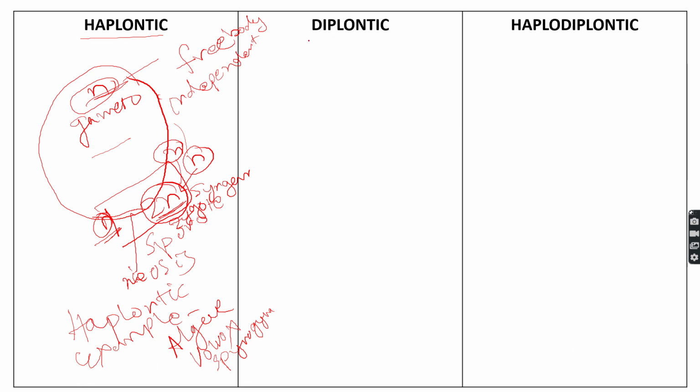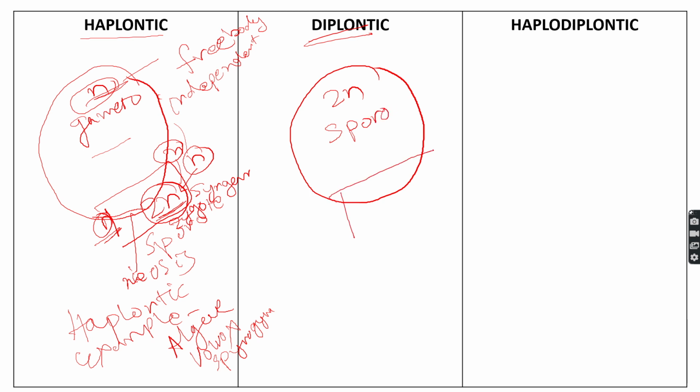Okay, now coming to the diplontic life cycle. So what is happening in diplontic? As the name suggests, most of the life cycle is covered through the 2N phase. That means it is a sporophytic phase. So to come from 2N to N, it will undergo meiosis and produce N, or you can say gametes.